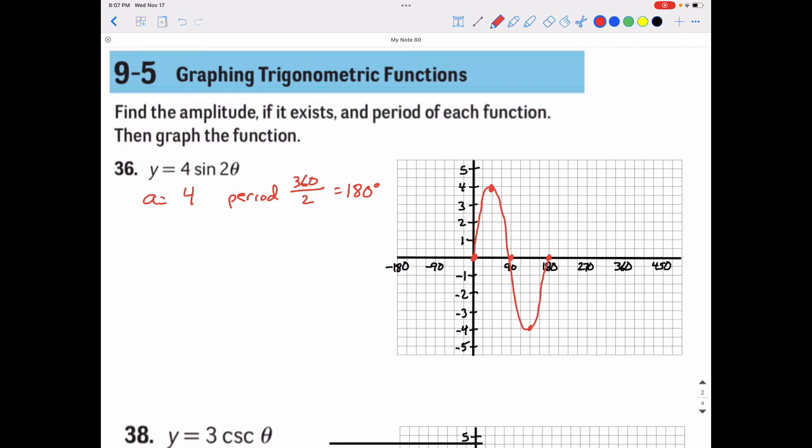Continue that pattern if I wish. I can do it one more time. And this could be a 2nd full period. And I could even do it to the negative side. So it has a low point down here and a high point right here if I follow the pattern. And that makes 3 full periods.